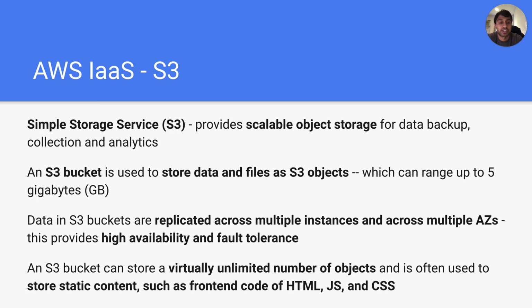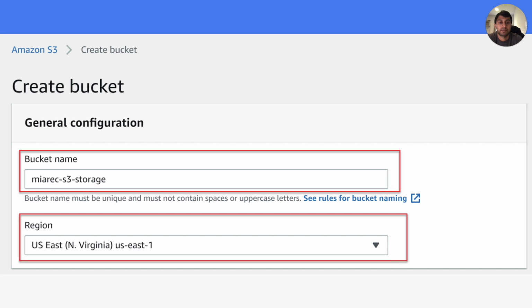An S3 bucket can store a virtually unlimited number of objects and is often used to store static content such as front-end code for HTML, JavaScript, and CSS. When configuring an S3 bucket, you're no longer worrying about space or even the type of hard drive. All you're doing is selecting a name for your bucket and a region for that bucket to live in. AWS takes care of everything else on its own as that bucket gets used.